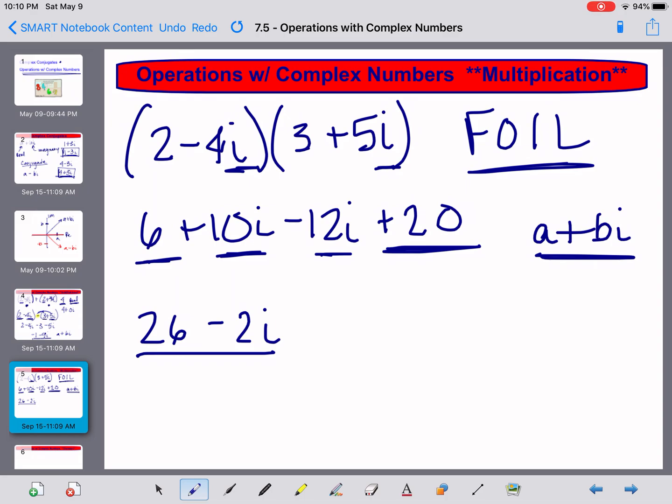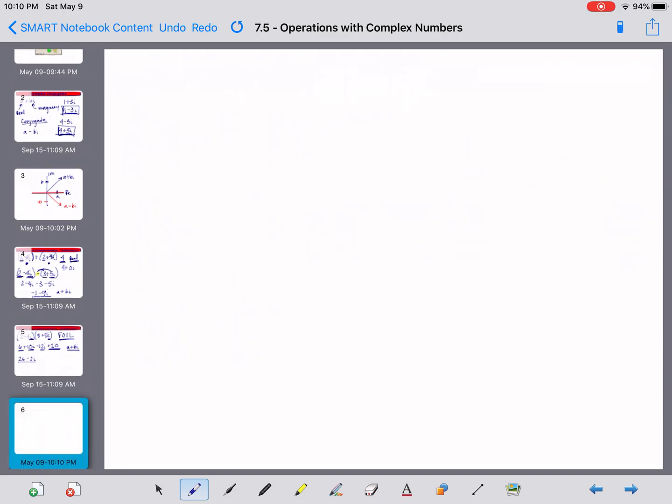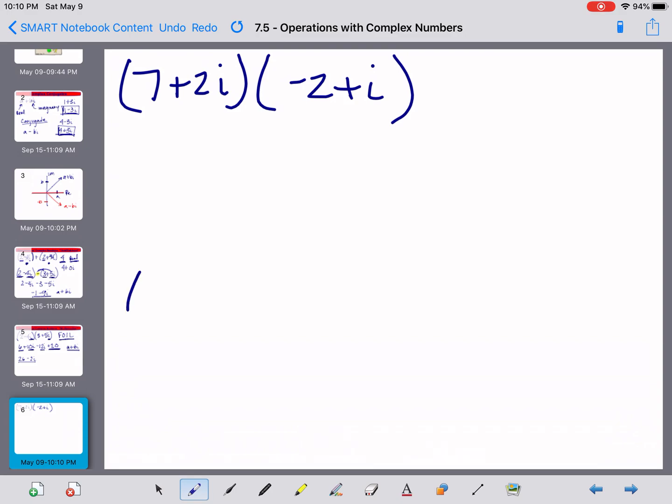So let's try a couple. I'm going to give you a chance here to give some a shot. So I'll put 2 of them out here. Let's go 7 plus 2i, and then -2 plus i. Let's give you that one. And then let's do another one here. Let's go 4 minus 4i, and then 1 minus 3i.